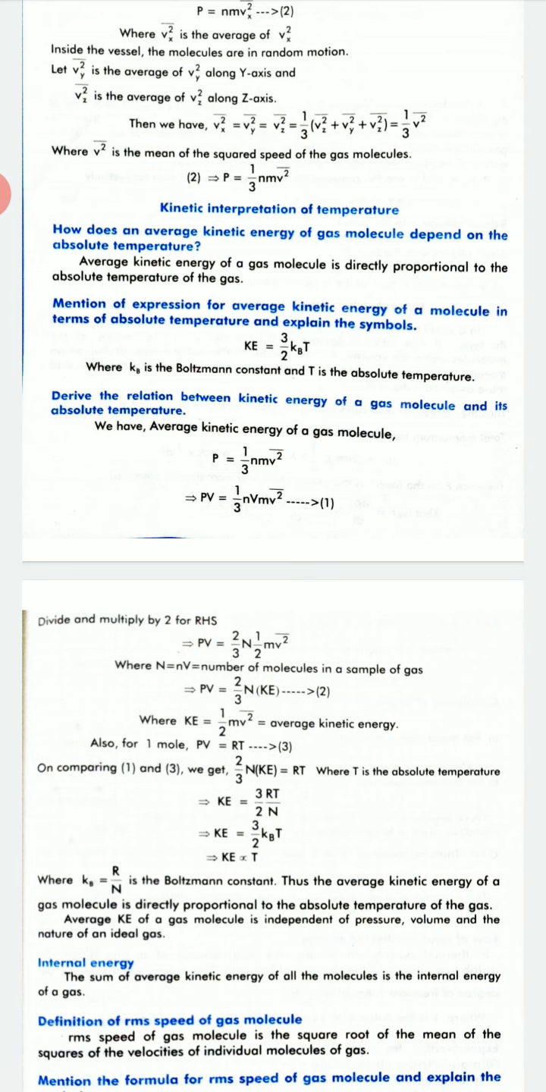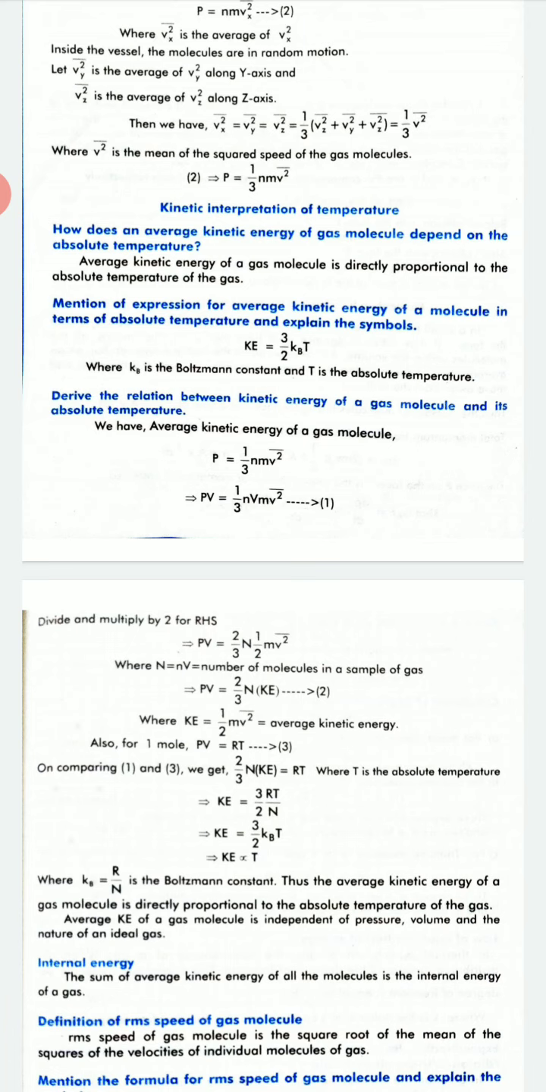Then what do you do? You divide and multiply by 2 for the RHS. So on the right hand side you should take the divide and multiplication. So PV is equal to 2 by 3 N times 1 by 2 m v square bar. But this is the kinetic energy equation.